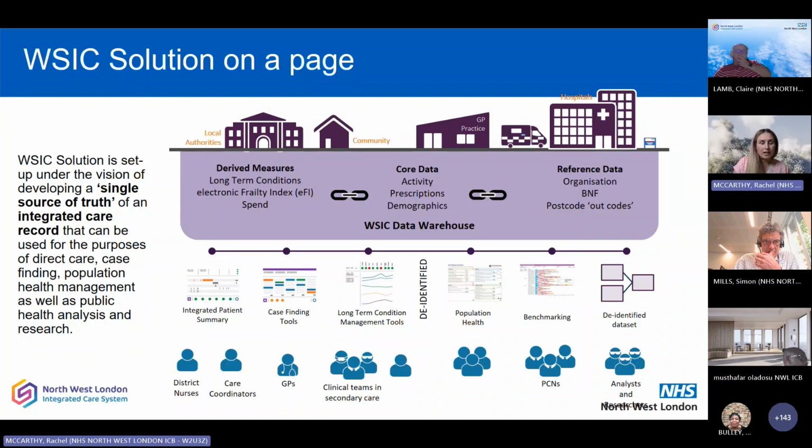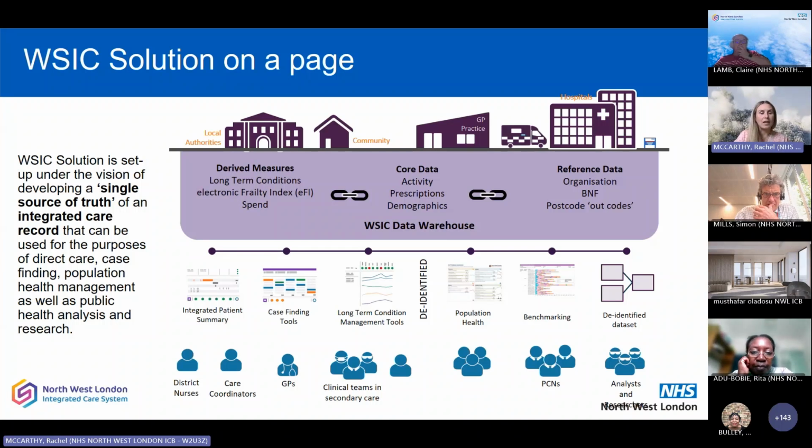So we have this linked data set. Now, the way that we link this data is through using the NHS number. That means that all of our data that we're getting in is patient identifiable. And then we use that NHS number to link the patient record across the data that's coming in from all of these different care settings.